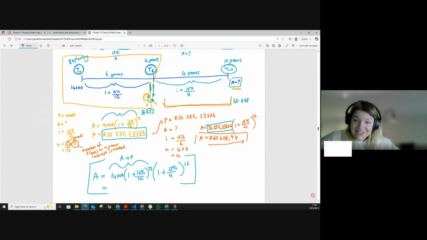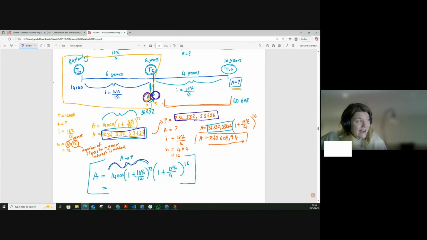In this yellow section, we were looking for our A. And that A became our P for the next part of the question. So this A became our P for the second part of the question. So instead of working all of it out, we can just write it out over here, because that A value is what's going to become our P. And remember, your formula looks like this. So instead of writing P, we're putting what P would have been.